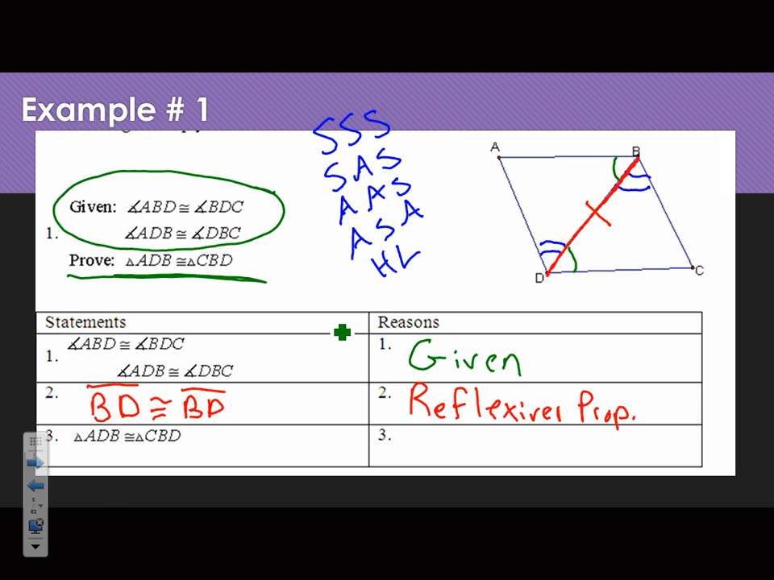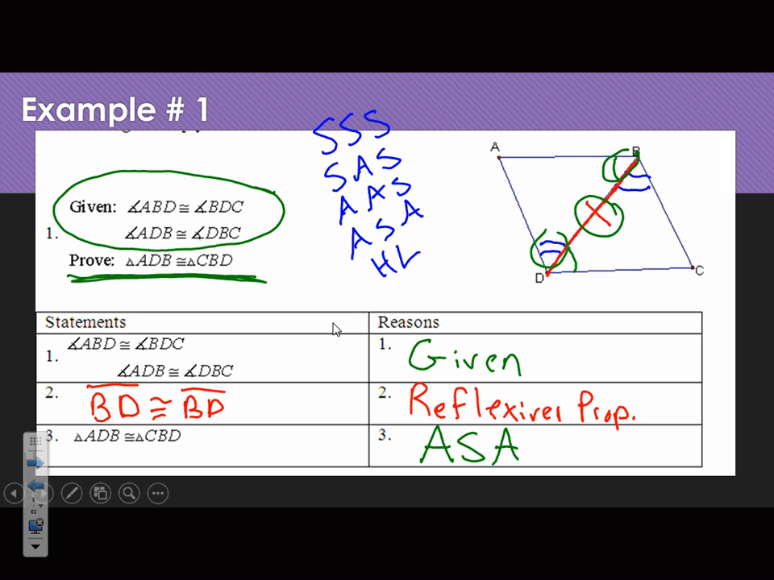What we want to prove is that triangle ADB is congruent to triangle CBD, and we can do that by angle, side, angle. So we're just going to put that right here, angle, side, angle. Throughout these 4 examples, Austin, make sure that you push pause if you need to, okay, sir?